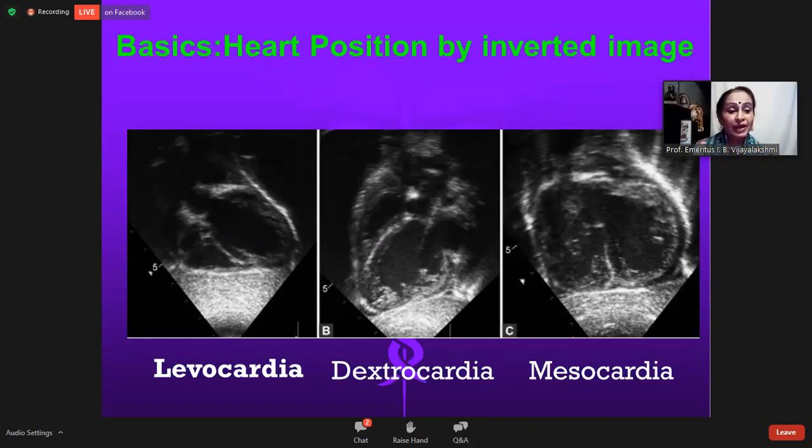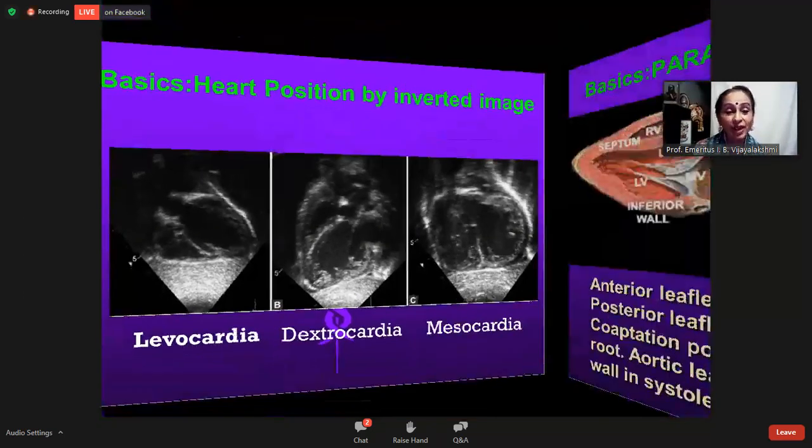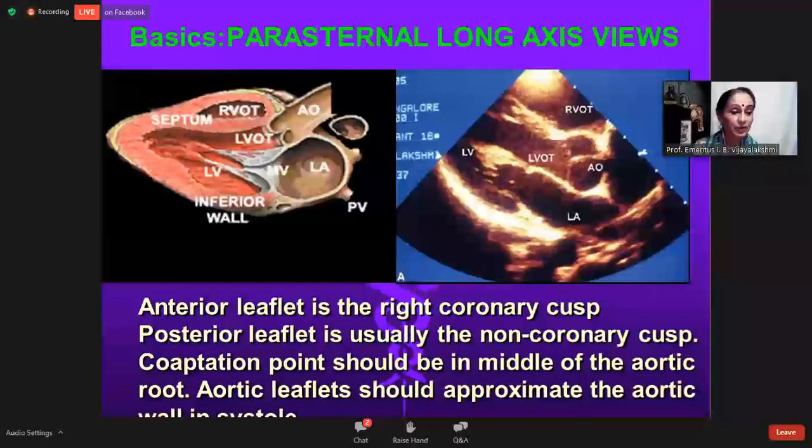Now, when you look here, you can see that if the apex is to the left, it is levocardia. If it is to the right, it is dextrocardia. And if it is in the middle, mesocardia. If it is a mirror image dextrocardia, the LV will form the apex. If it is isolated dextrocardia, the RV will be forming the apex. So this is how we identify the side.